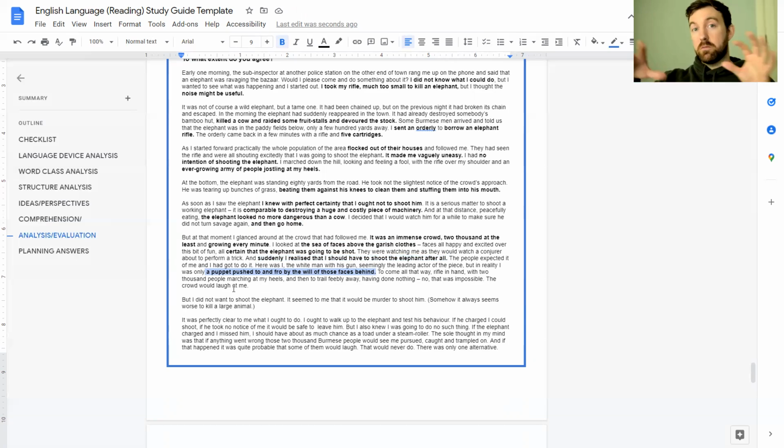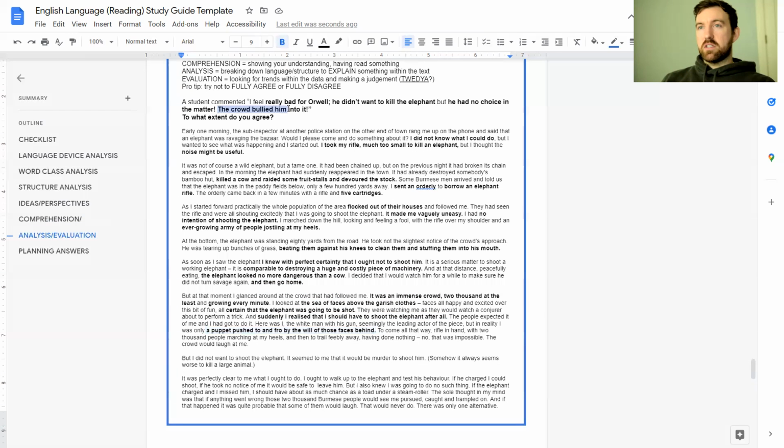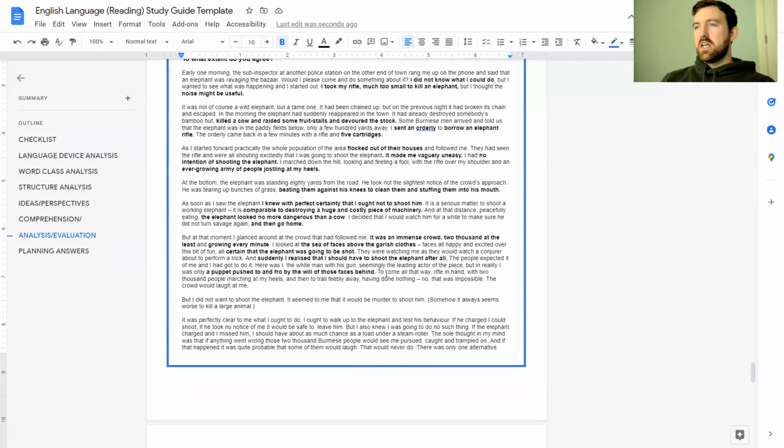You're at the mercy of the puppeteer, right? So this bit here is really clearly linking as well, I think, to the idea that the crowd is at least inadvertently bullying him into this. "To come all that way, rifle in hand with 2,000 people marching on my heels and then to trail feebly away, having done nothing. No, that was impossible. The crowd would laugh at me."